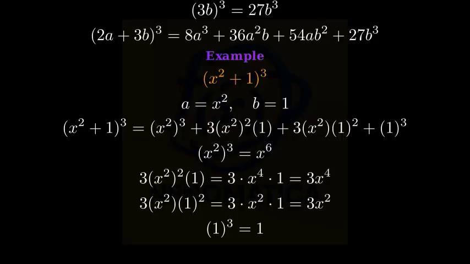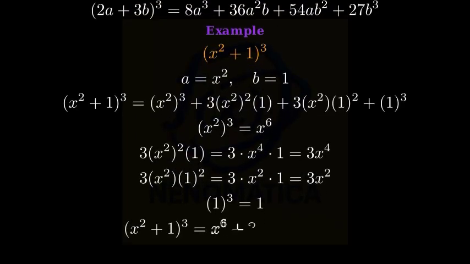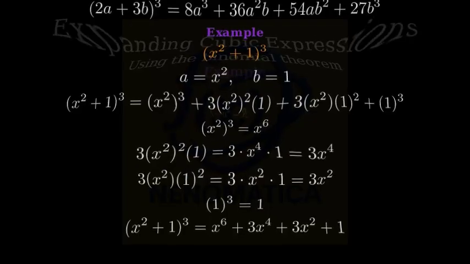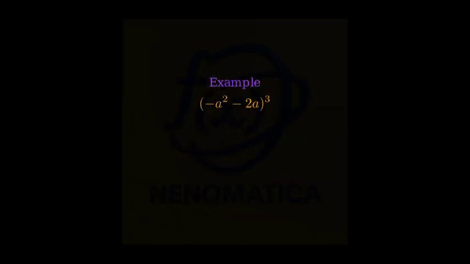Now, let's combine all these terms to get our final answer for the second example. Adding everything up, we get x to the 6th power plus 3x to the 4th power plus 3x squared plus 1. And that's our expanded form of (x squared plus 1) cubed. Let's begin solving this step by step.